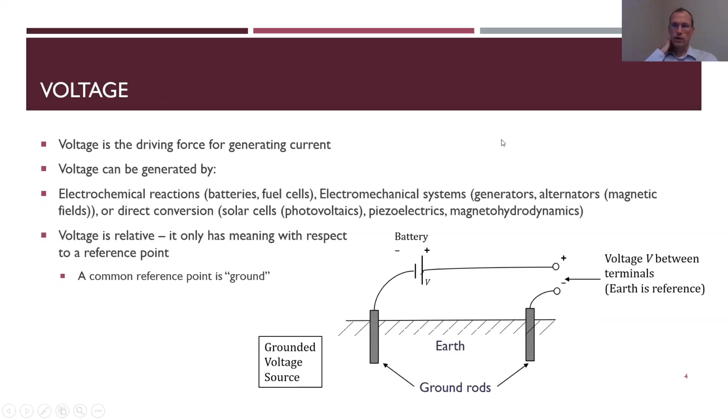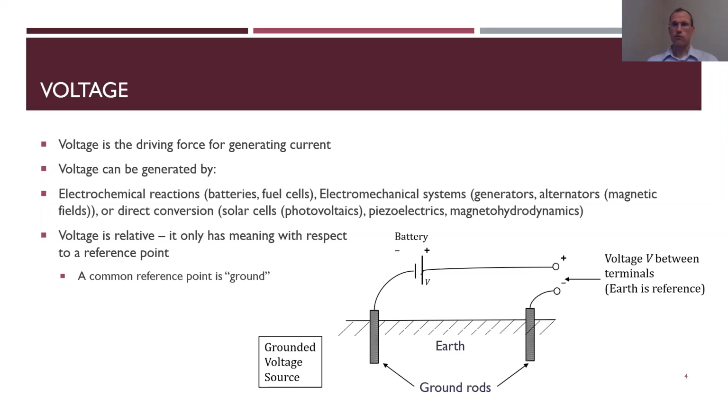So voltage is what actually makes current. Without a voltage difference, without a different charge on my two parallel plates, there'd be no reason for those electrons to move. So voltage is the driving force behind any sort of current. So in a sense, voltage causes current.